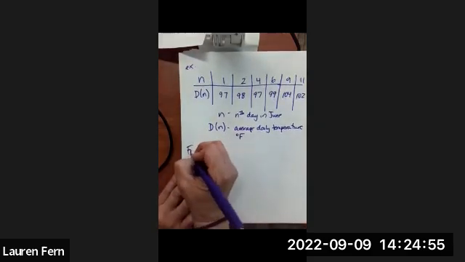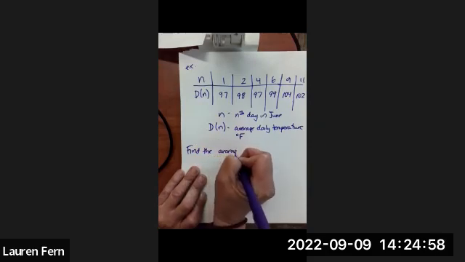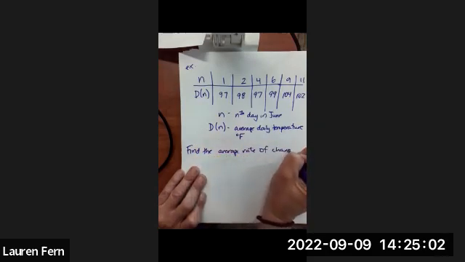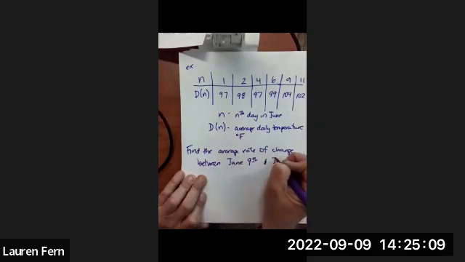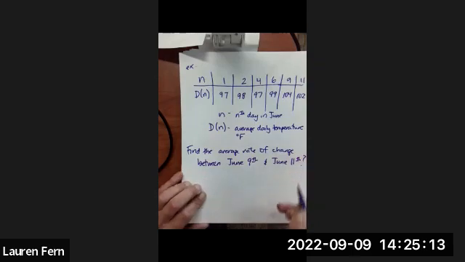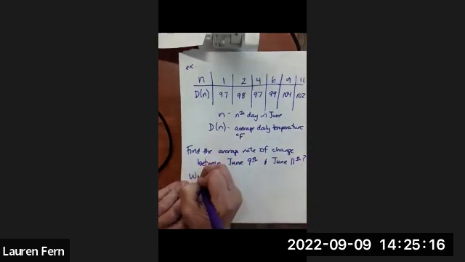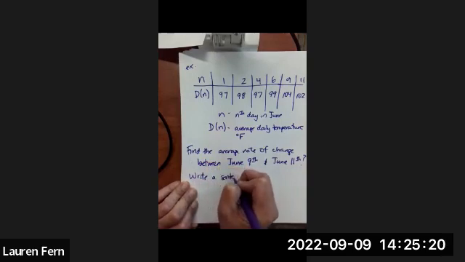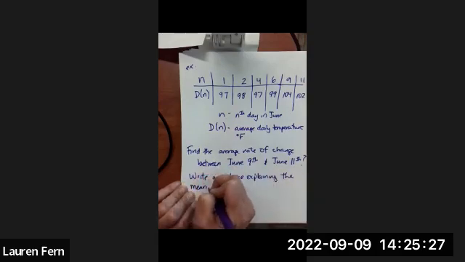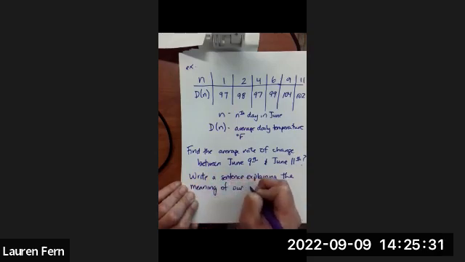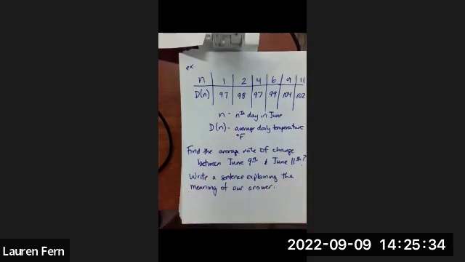Okay, so what if I asked you to find the average rate of change between June 9th and June 11th? Not only that, but I then want you to write a sentence explaining the meaning of our answer. You'll see that that's a really big focus here, simply because we're not just doing these computations because it's fun to do math, but we're actually doing these things because they pertain to real life things.